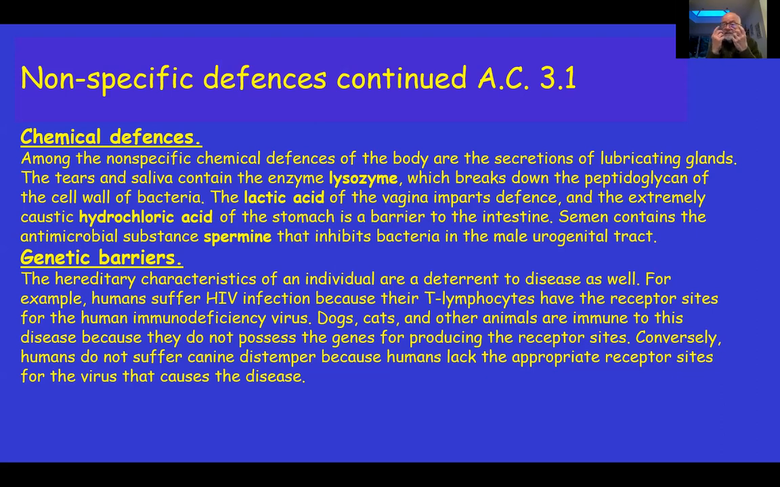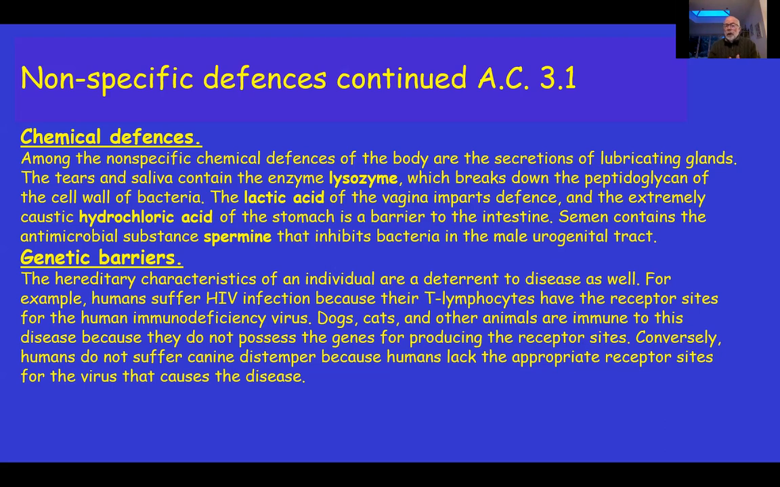Think of your eyes, they're exposed, it's very soft tissue. So that enzyme is really useful in breaking down the walls of the bacteria and destroying them. Now, women in their vaginas also produce lactic acid as a defense mechanism, because otherwise the mucous membranes would be exposed to all kinds of infections. And we do get yeast infections like thrush in men and women, but the lactic acid in the vagina imparts a defense, and is extremely useful.